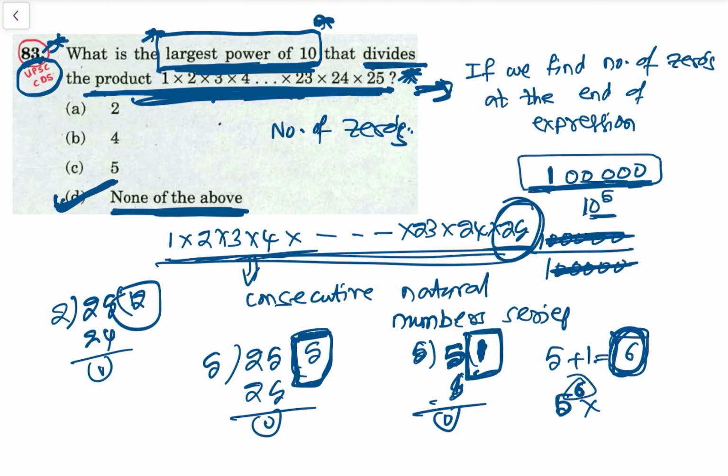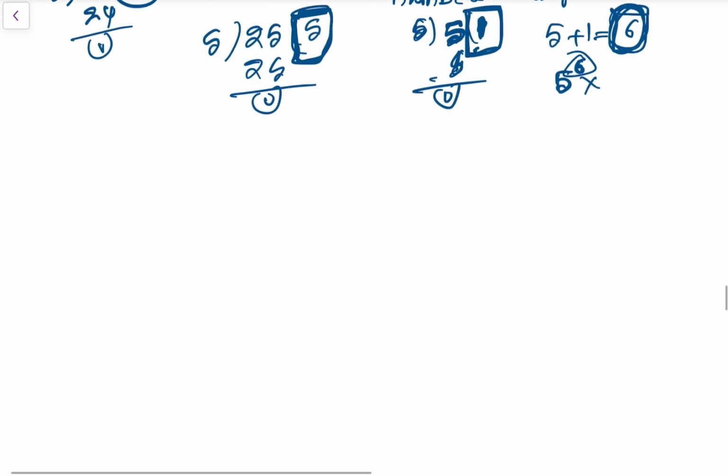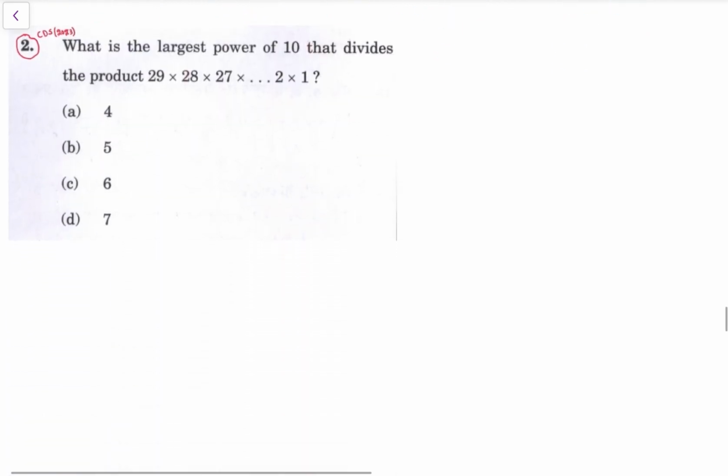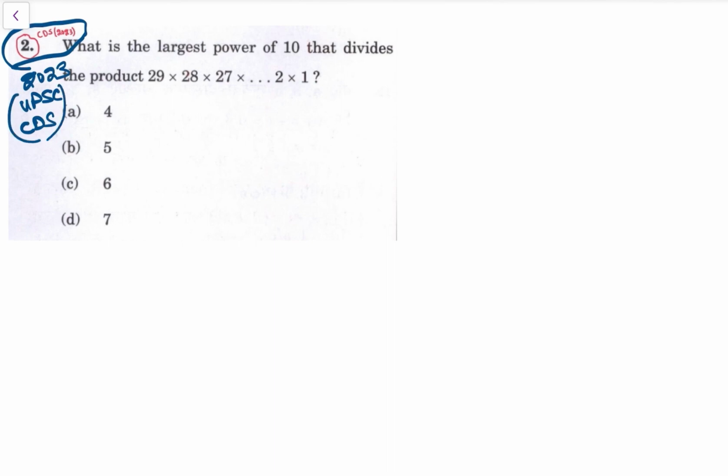Number of trailing zeros. So the way of question. Now again look at one more question, this is asked in CDS 2023, ये 2023 में पूछा है, ठीक है, UPSC CDS में, ठीक है. So this kind of questions can be asked in UPSC CSAT paper also, ठीक है, CSAT paper, because UPSC के नज़र में इस topics का questions है. So let's see what is the largest power of 10 that divides the product 29 so on.